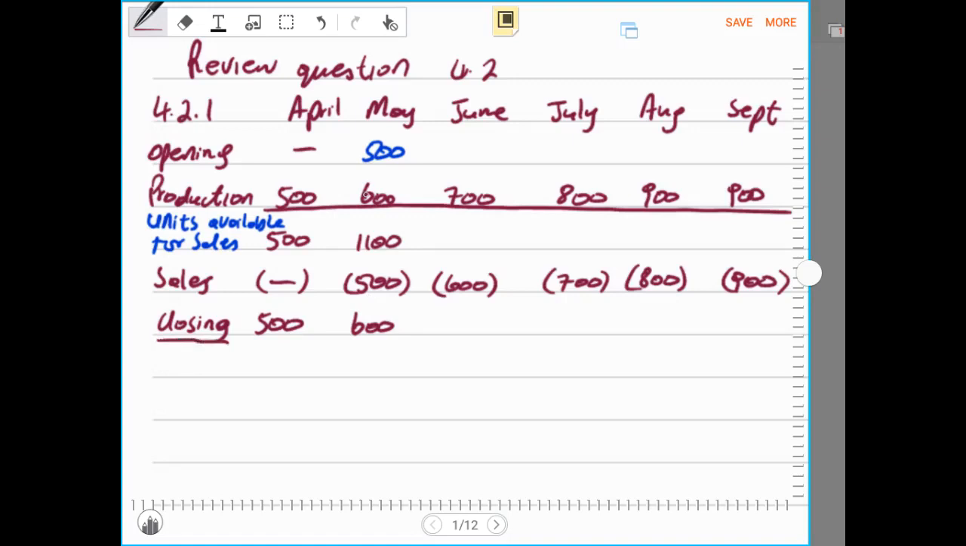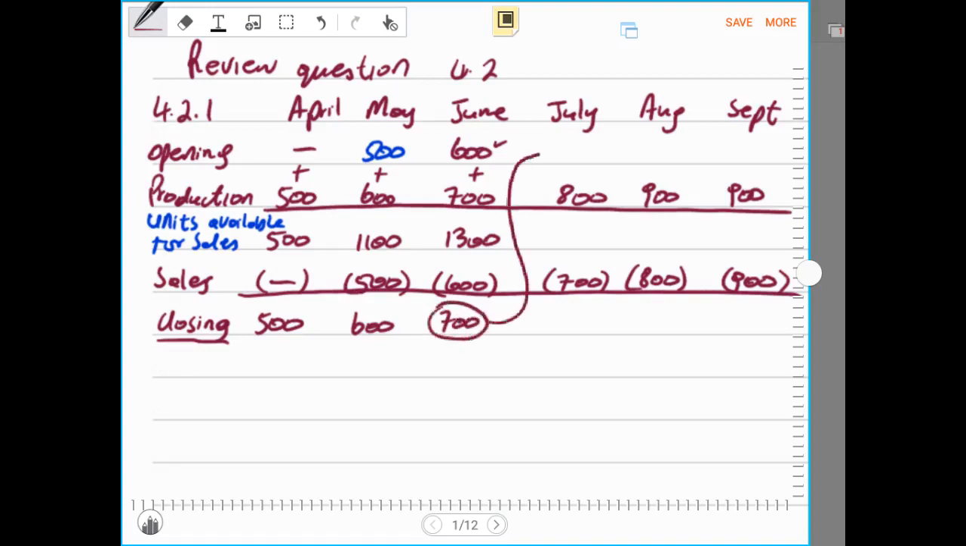This is the closing at the end of May, and this closing becomes opening beginning of June. So now we record that 600 as the opening beginning of June. Therefore now we do the same thing in June. We say opening plus production. There is a plus throughout, but you don't have to write the plus sign, please. So 600 plus 700 will give us 1300. And we say 1300 less sales of 600, and this will give us 700 units. And this is the closing at the end of June.